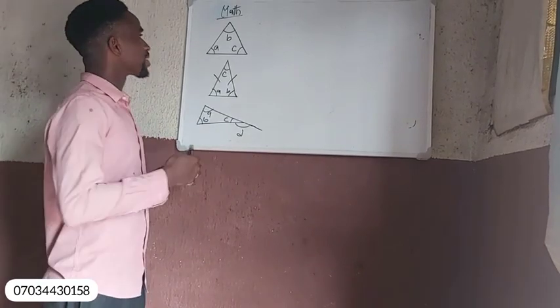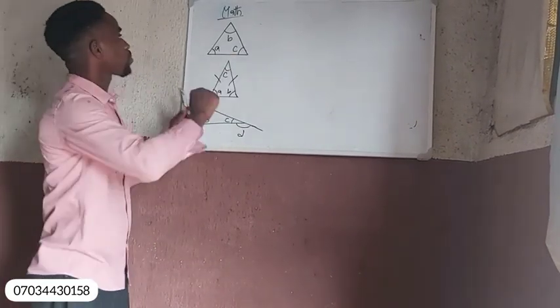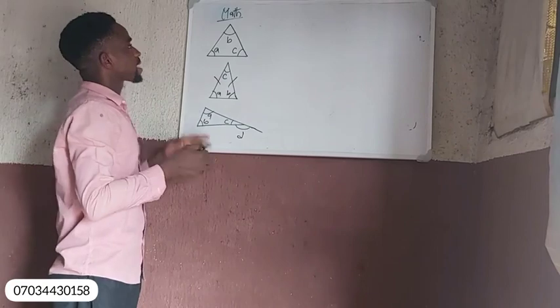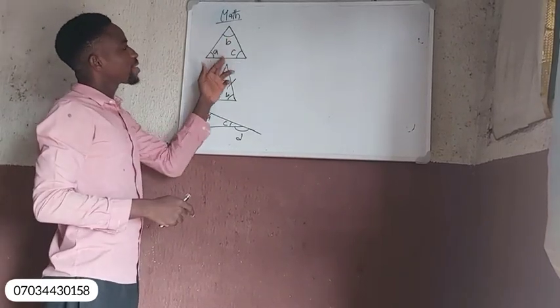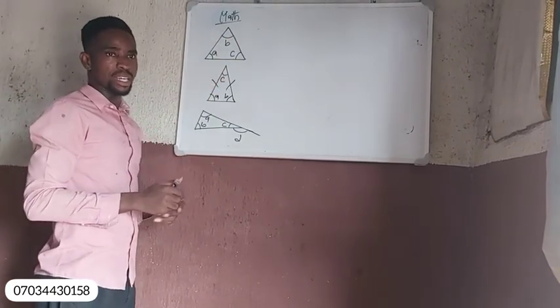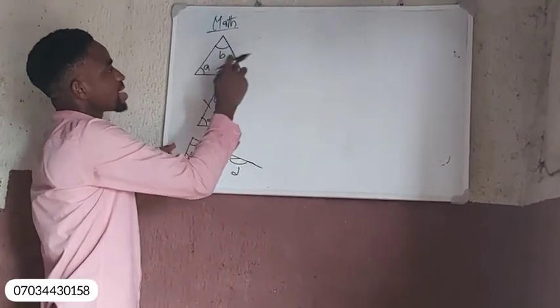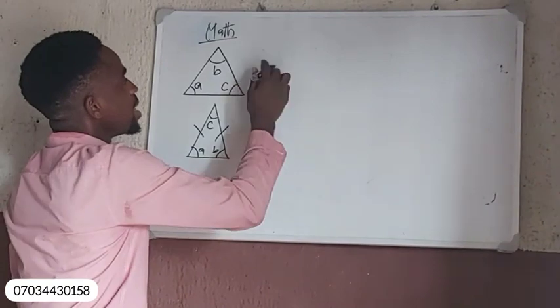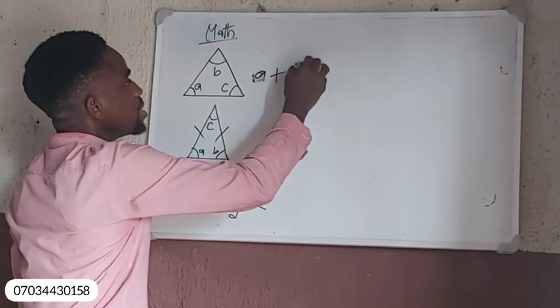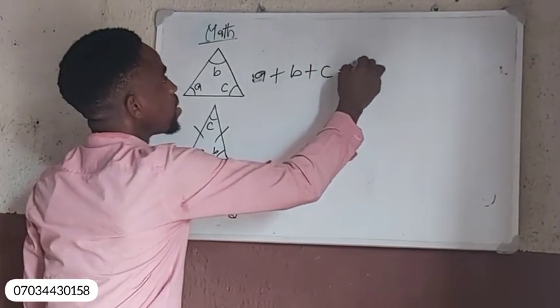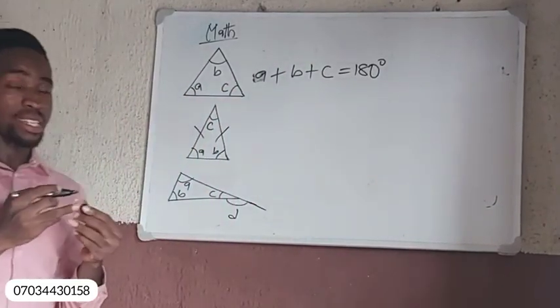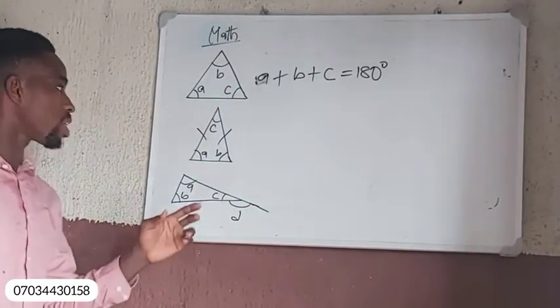Finally, before we proceed to solve problems, let us recall some of the basic theorems we know about triangles. First, we need to recall that the sum of angles in a triangle is 180 degrees. So here we have angles A, B, and C. So we can say that A plus B plus C is 180 degrees. That's the sum of angles in a triangle.